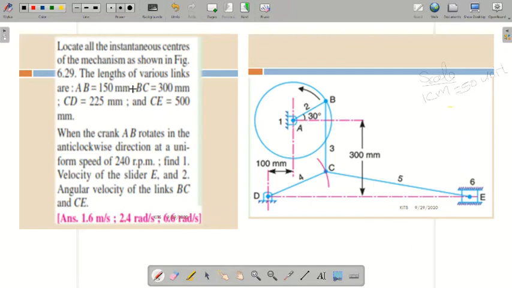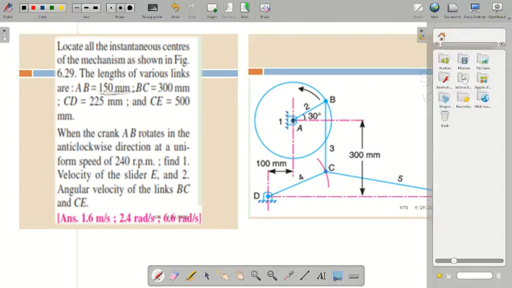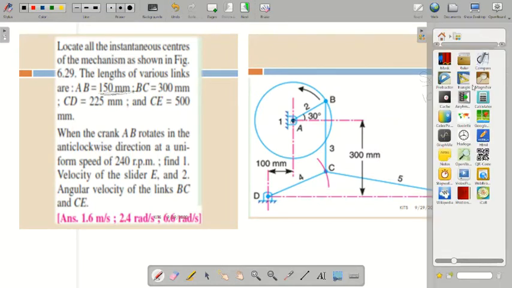For example, AB is 150 mm. You scale it like this, 1 centimeter equals 50 units. First of all you have to fix a point. Fix point A. Take your protractor and take 30 degrees. I will take my protractor here.